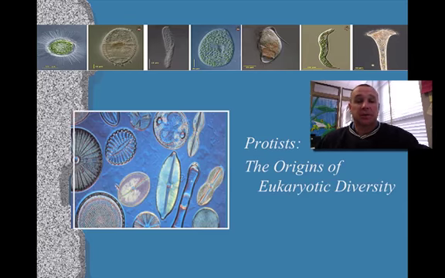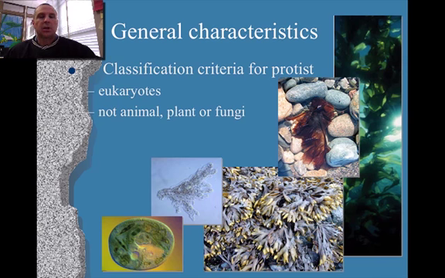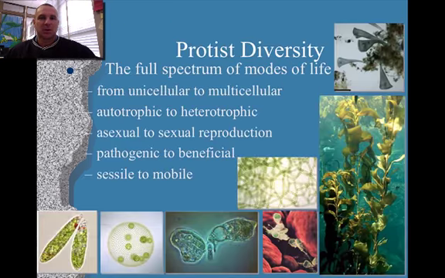This is Mr. Kennedy back with a video on Protists. This is the origin of eukaryotic diversity. Now, there's some general characteristics about Protists. Protists are eukaryotes. That means they have a nucleus, but they are not animals, plants, or fungi, which are the other three groups of eukaryotes.